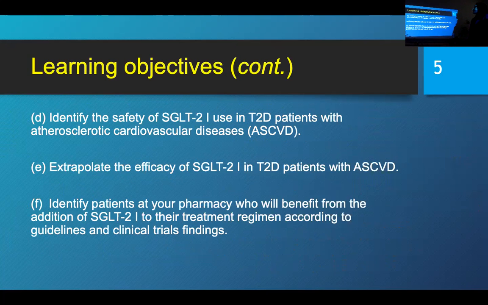Identify the safety of the SGLT2 inhibitors and their use in type 2 diabetes patients with atherosclerotic cardiovascular disease, or ASCVD. You should also be able to extrapolate the efficacy of the SGLT2 inhibitors in these patients. You should be able to identify patients at your pharmacy who will benefit from the addition of the SGLT2 inhibitors according to the guidelines and the clinical trials.